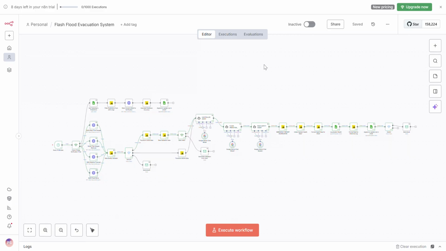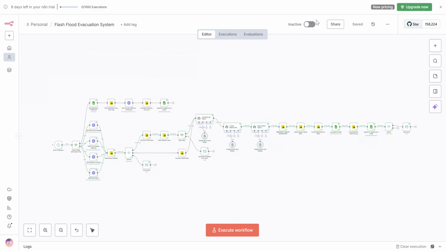So rather than just showing raw data, my system uses three specialized AI agents to analyze the conditions and provide actionable intelligence. It monitors multiple gauges along the Buffalo Bayou and Brays Bayou, Houston's two most flood-prone waterways, and provides forecasts with specific timelines. So let me walk you through the system.